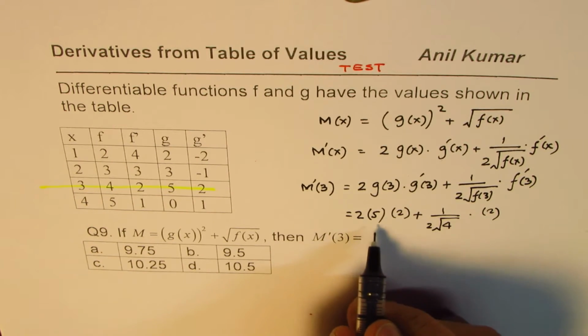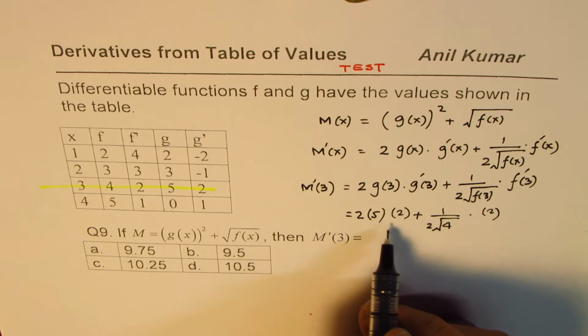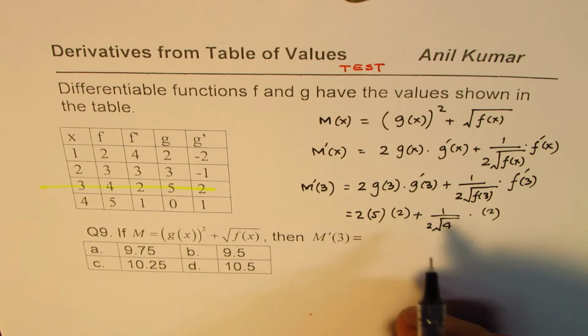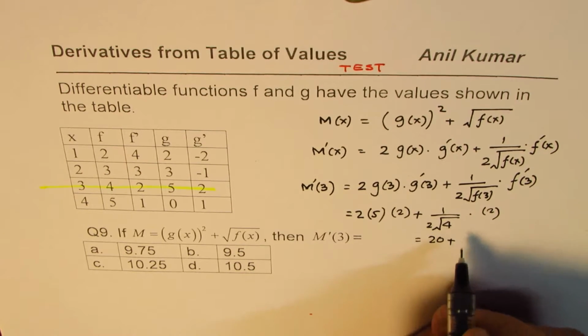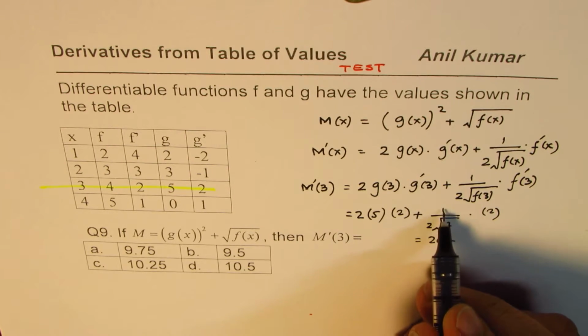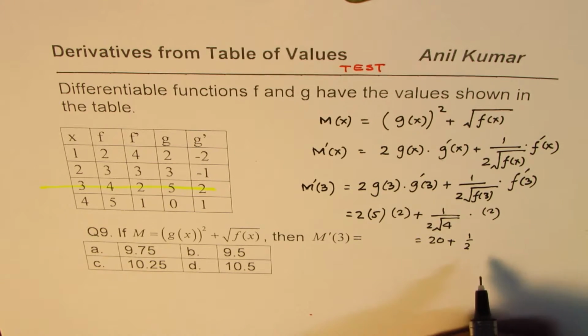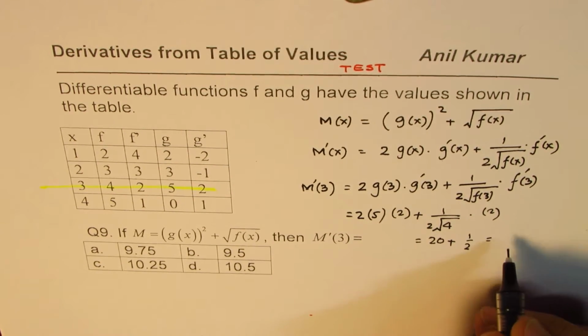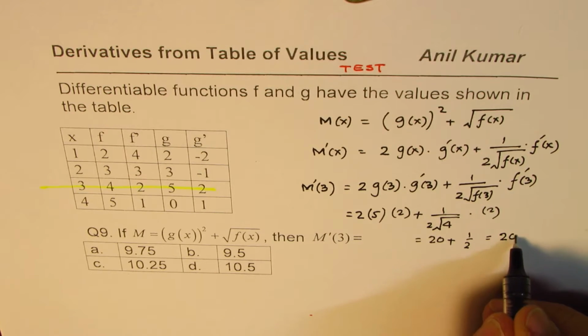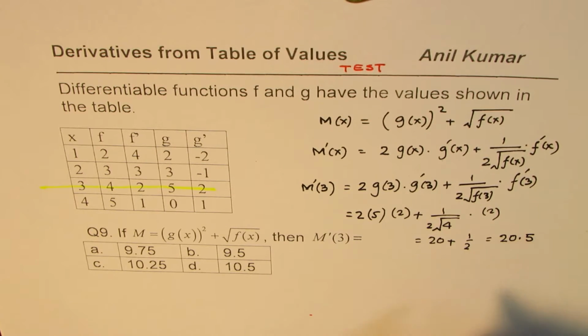Now that gives you 10 times 2, 20. So this is equal to, let me write here, right? 20 plus this 2 and 2 cancels, 1 over 2, right? 1 over 2. So that gives you the value as 20.5, right? So that is 20.5.